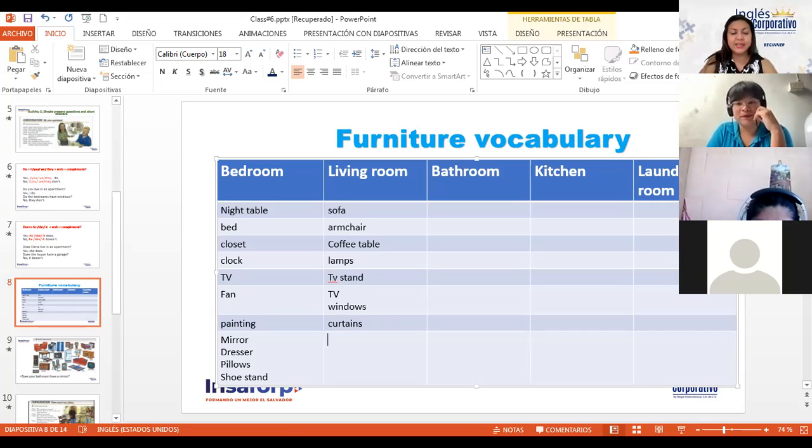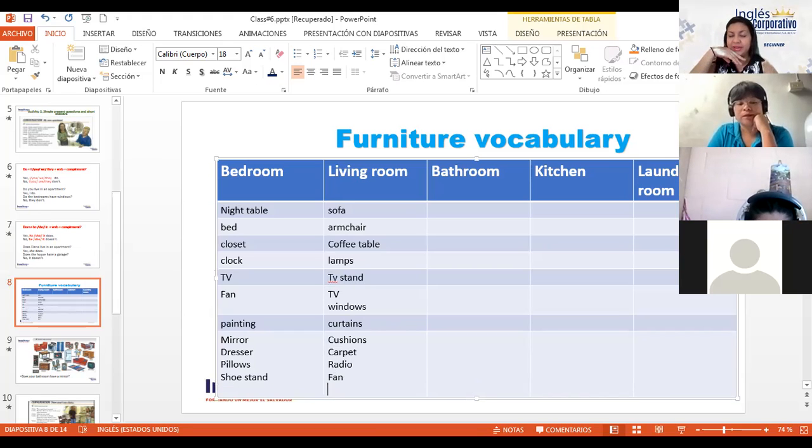Cojines, cushions. You can also have a carpet, una alfombra. Carpet, cushions. A radio, a fan, ventilador, right? A fan, pictures, maybe a bookcase, una librera. I had a bookcase in my living room.